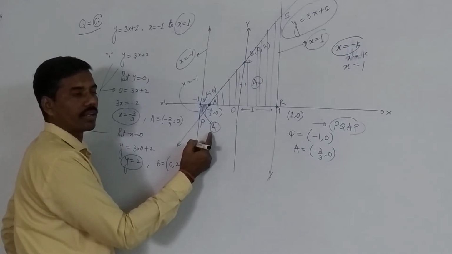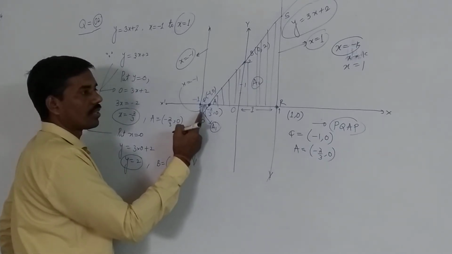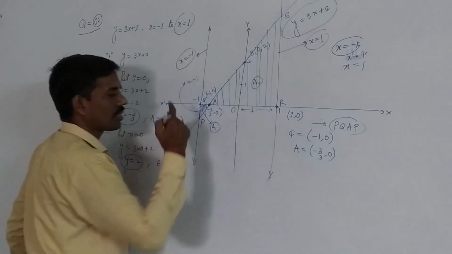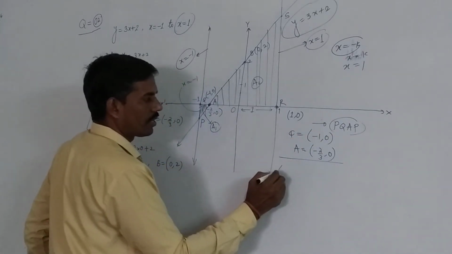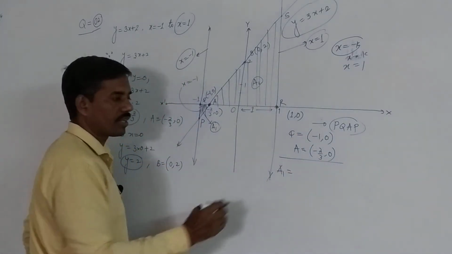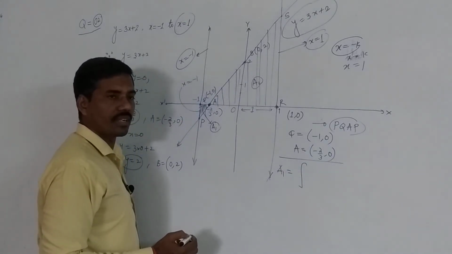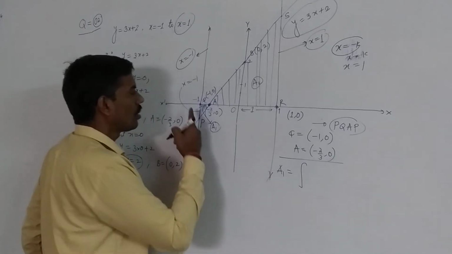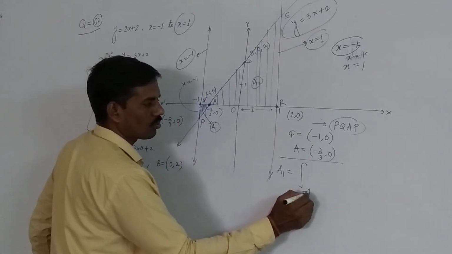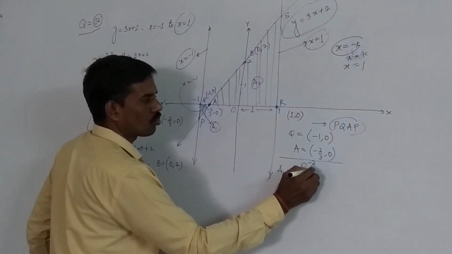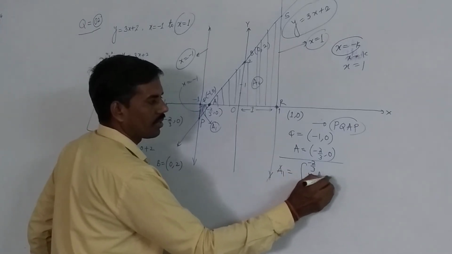Since this one is A1, the area of the region PQAP is A1. So first of all, let us find A1. Area A1 is calculated using a definite integral, that is, x from -1 to -2/3 of y dx.